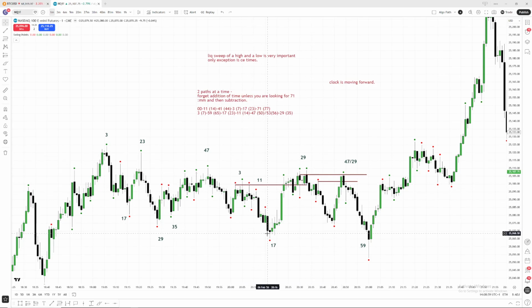Like this 3 to 17, I would have won. 17 to 29, I would have won. 35 to maybe here, I would have cut. But this 29 to 00, once it starts taking support here, I could buy.